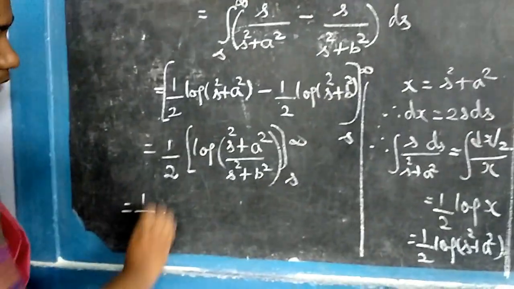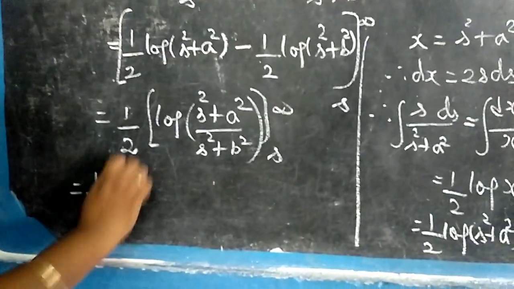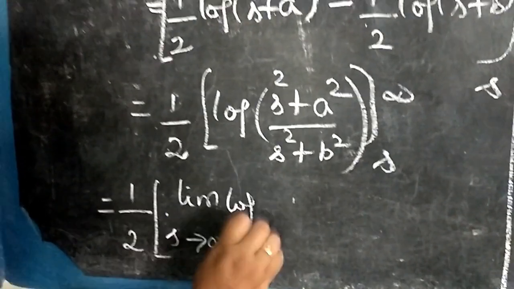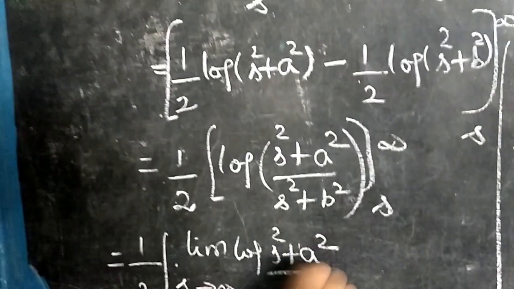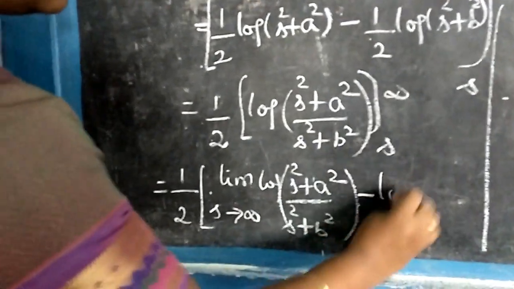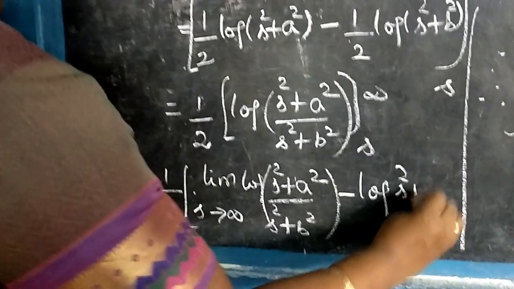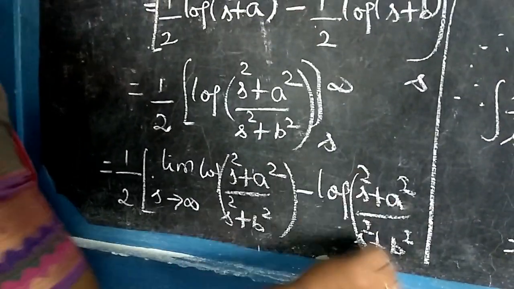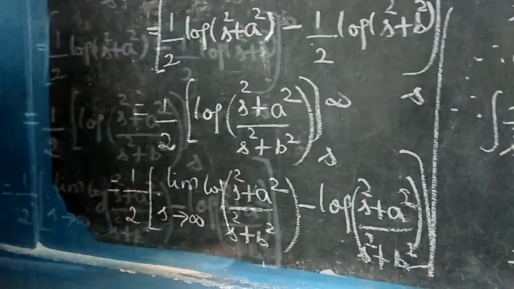It is 1 by 2 into the upper limit, which is infinity. It is limit s tends to infinity of log of s square plus a square by s square plus b square, minus the lower limit, which is s. So we will be getting the same function, log of s square plus a square by s square plus b square.